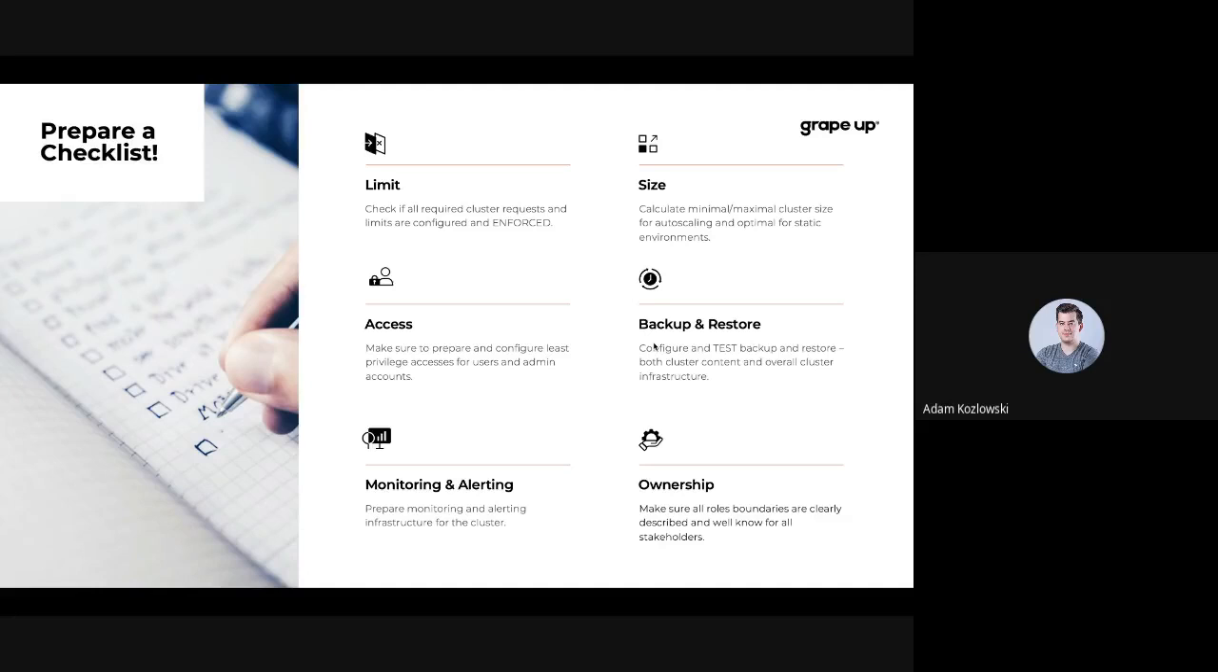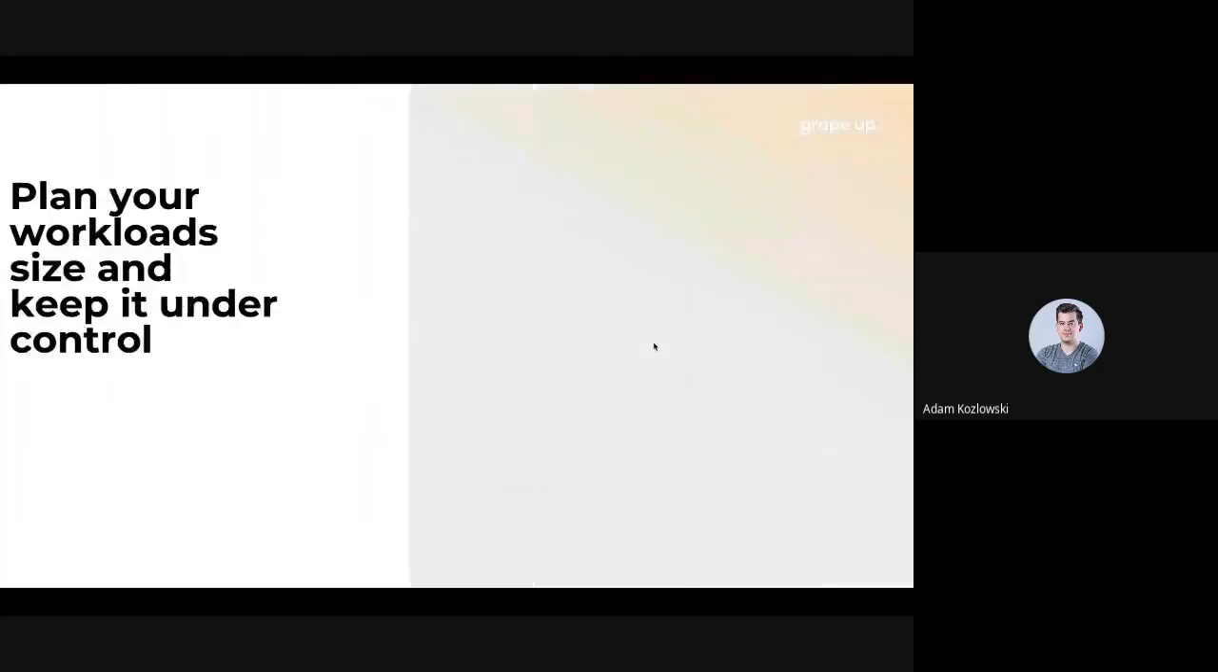And the last category is ownership. This sounds very similar to the access levels, but this is more about people than the configuration and the roles for the cluster maintenance. Okay, so this is the checklist, and let's go through the categories in depth.